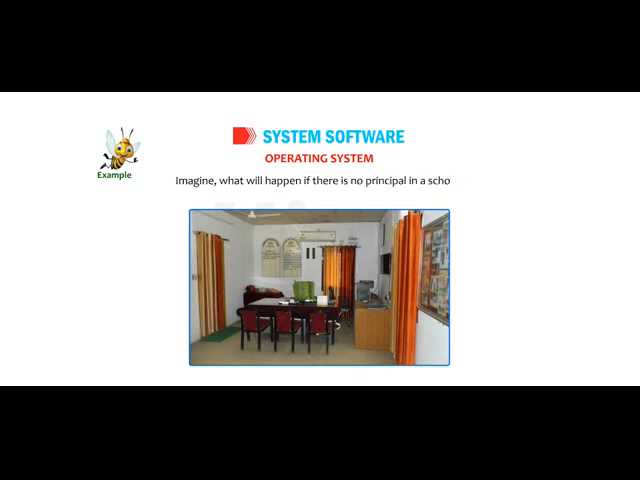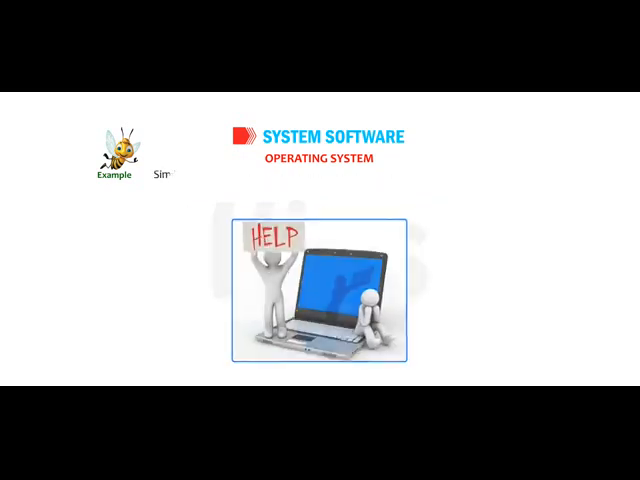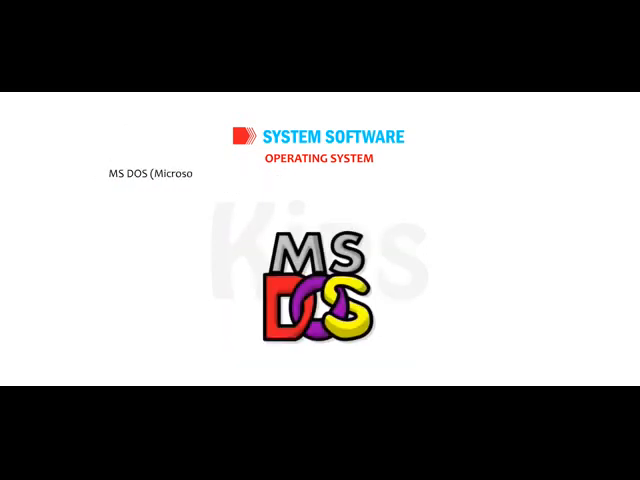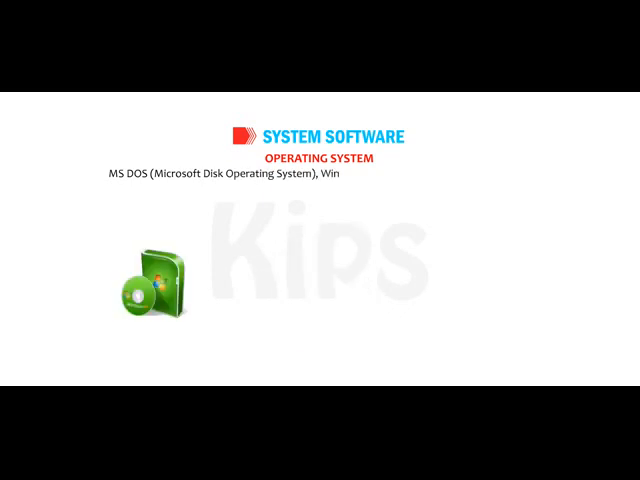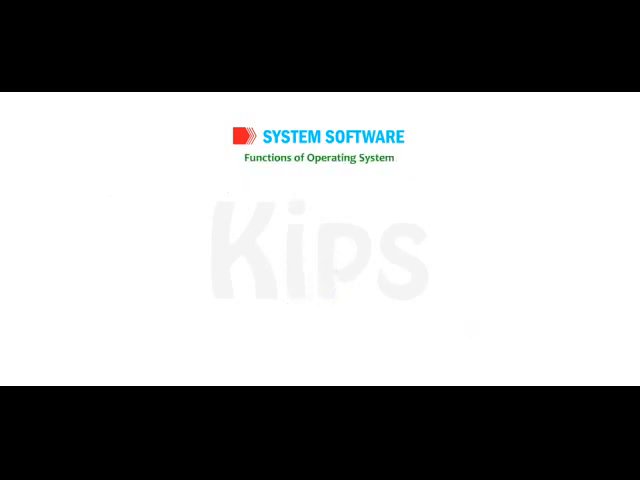Imagine what will happen if there is no principal in a school. Everything will be mismanaged. Similarly, if the operating system of a computer is not working properly, you cannot work on it. MS-DOS (Microsoft Disk Operating System), Windows XP, Windows 7, Windows 8, Unix, Linux, and Mac OS are examples of some popular operating systems. Okay students, let us now learn the functions of an operating system.